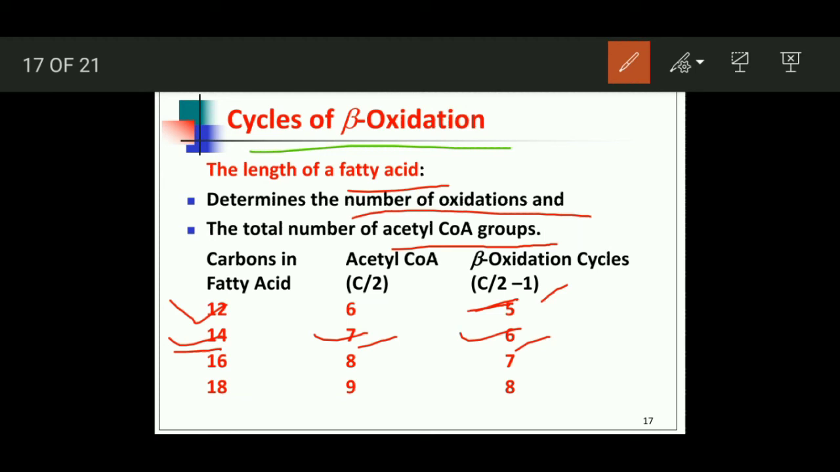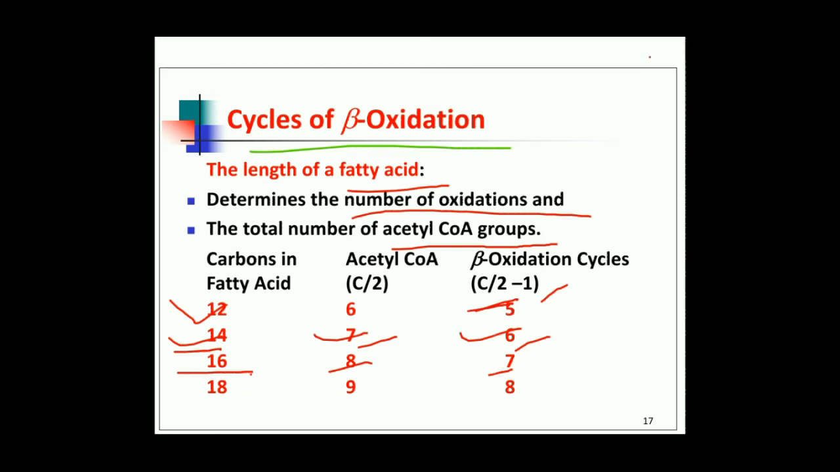Clear, guys? Again, if we see the palmitic acid, which is a 16 carbon fatty acid, we obtain 16 halves equals 8, and 8 minus 1 is 7. This is the idea here, guys. This way you can know the actual number of cycles, and the actual number of acetyl coenzyme A obtained from a specific fatty acid. Keep it in mind, guys. Okay, this is the idea.